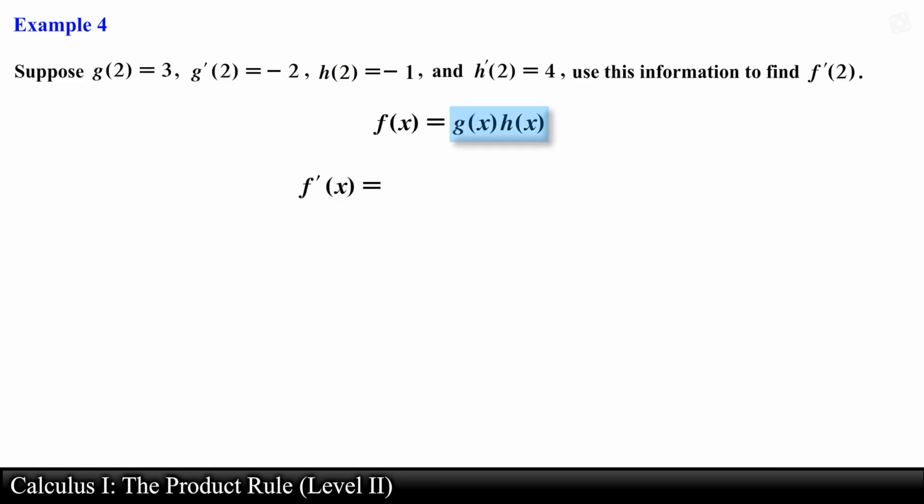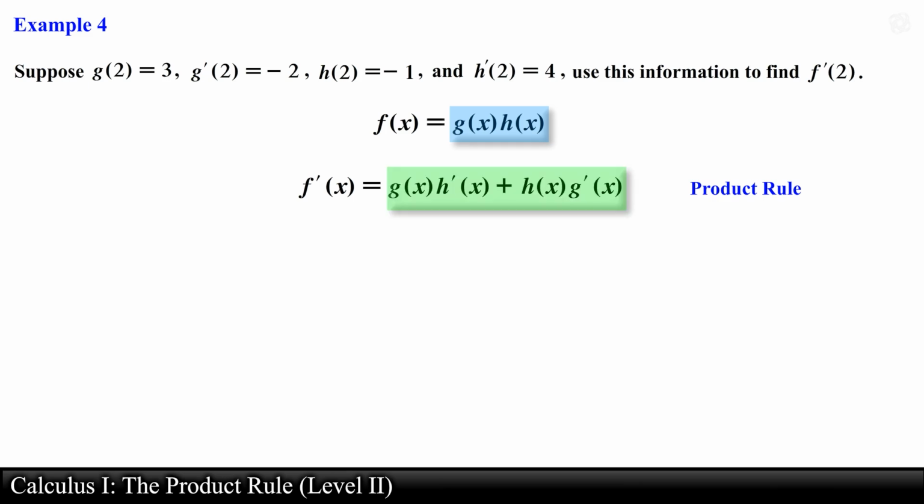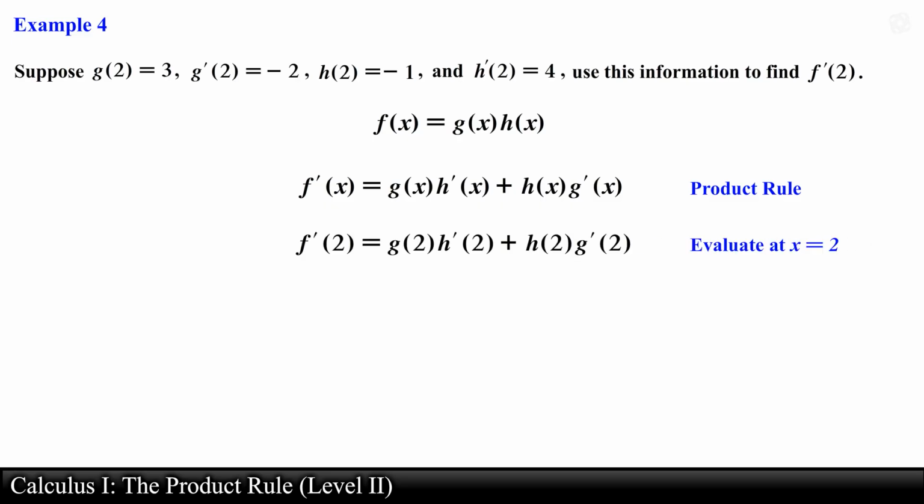Since this function is formed by a product of two other functions, we make use of the product rule. F prime of x is going to be equal to g of x times h prime of x plus h of x times g prime of x. Having found the derivative, we go ahead and evaluate the derivative at x equals 2 as follows.